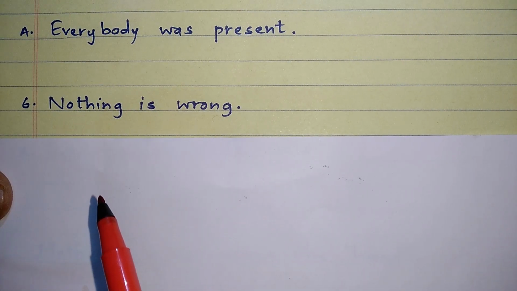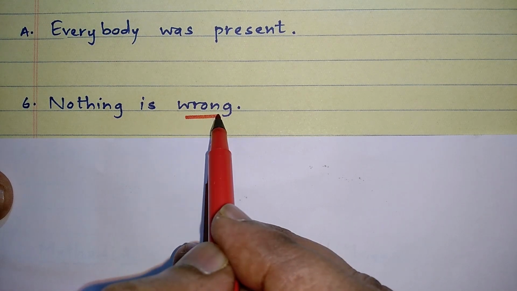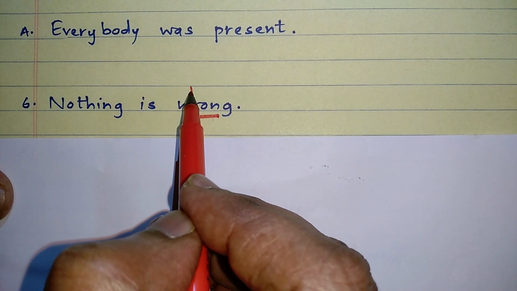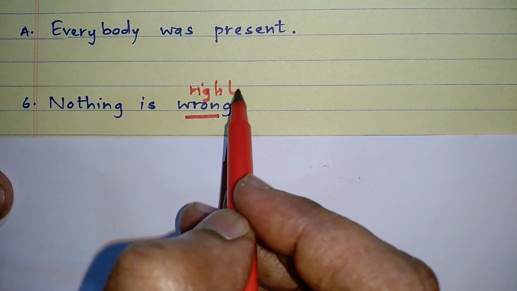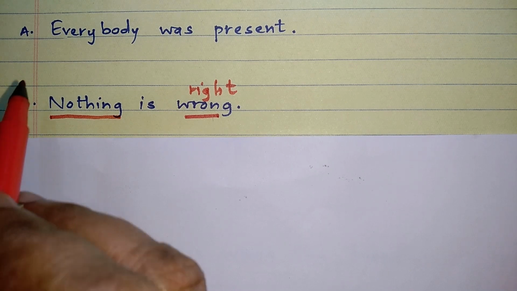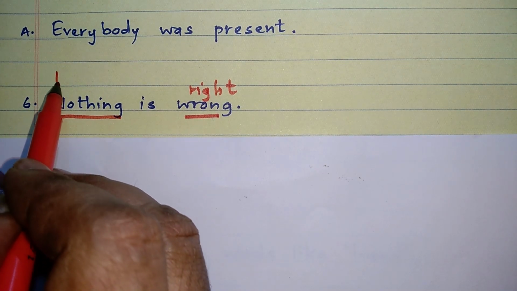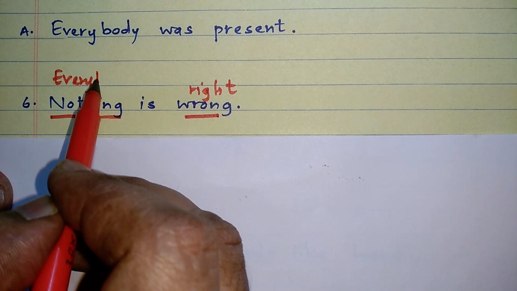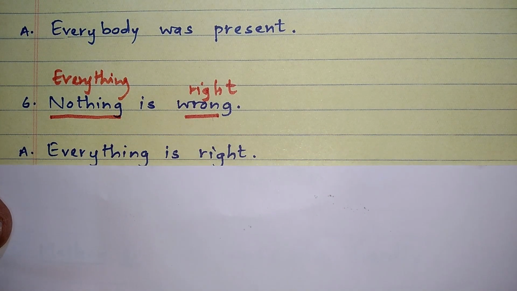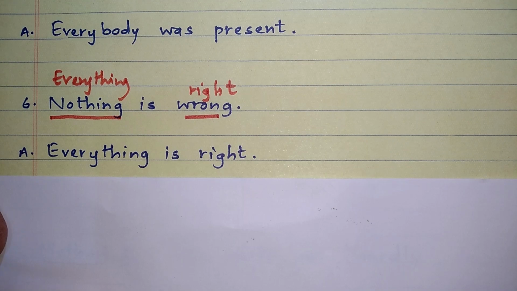Nothing is wrong. The keyword here is wrong. Opposite antonym of wrong is right. We will remove the no. That means nothing will be replaced with everything. And so our answer is everything is right.